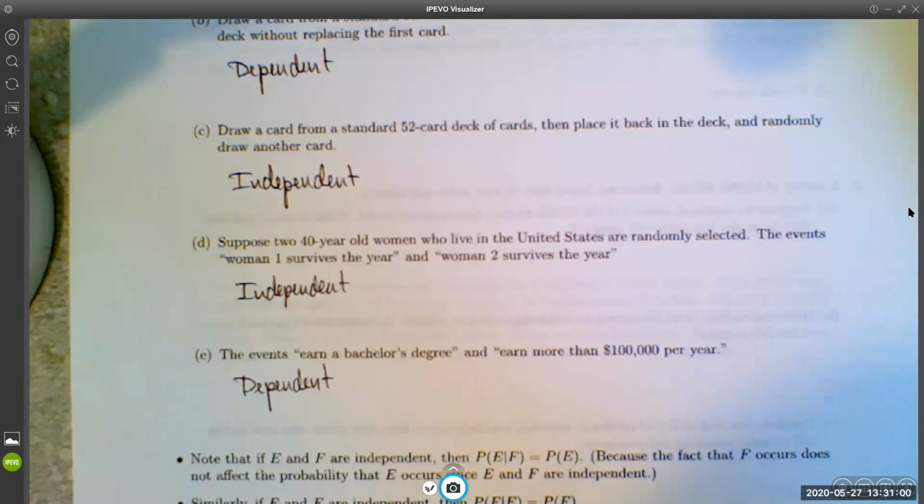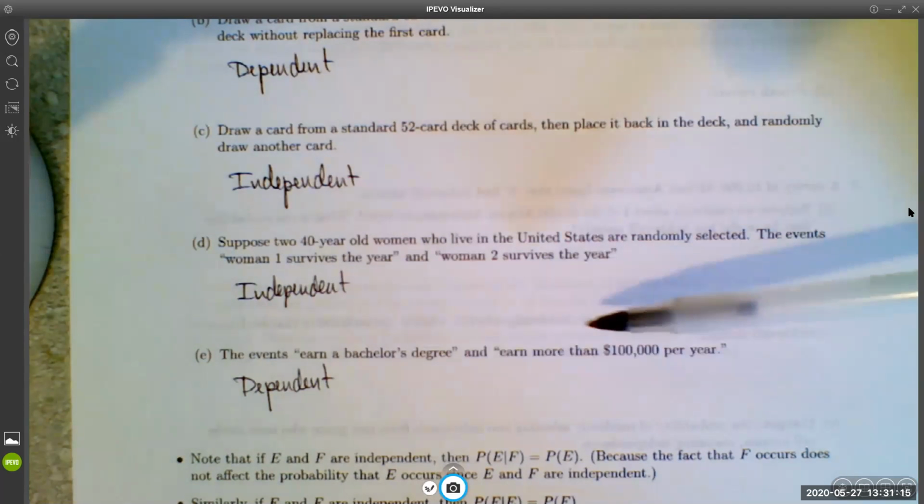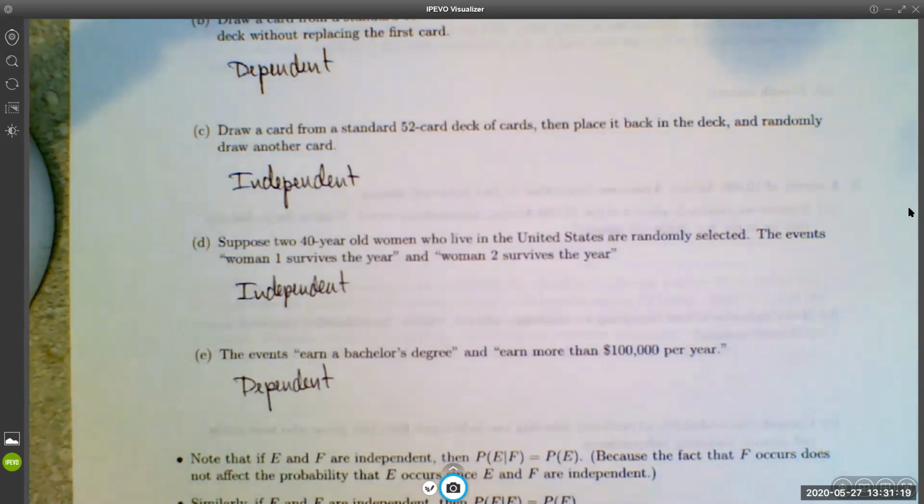We're not saying that you have to have a bachelor's degree in order to earn more than $100,000 per year, nor are we saying that if you have a bachelor's degree, you're guaranteed to earn $100,000 per year. What we are saying is that if you have a bachelor's degree, you're more likely to earn more than $100,000 per year than you would be if you didn't have a bachelor's degree. And that is true, right? Those are dependent events.